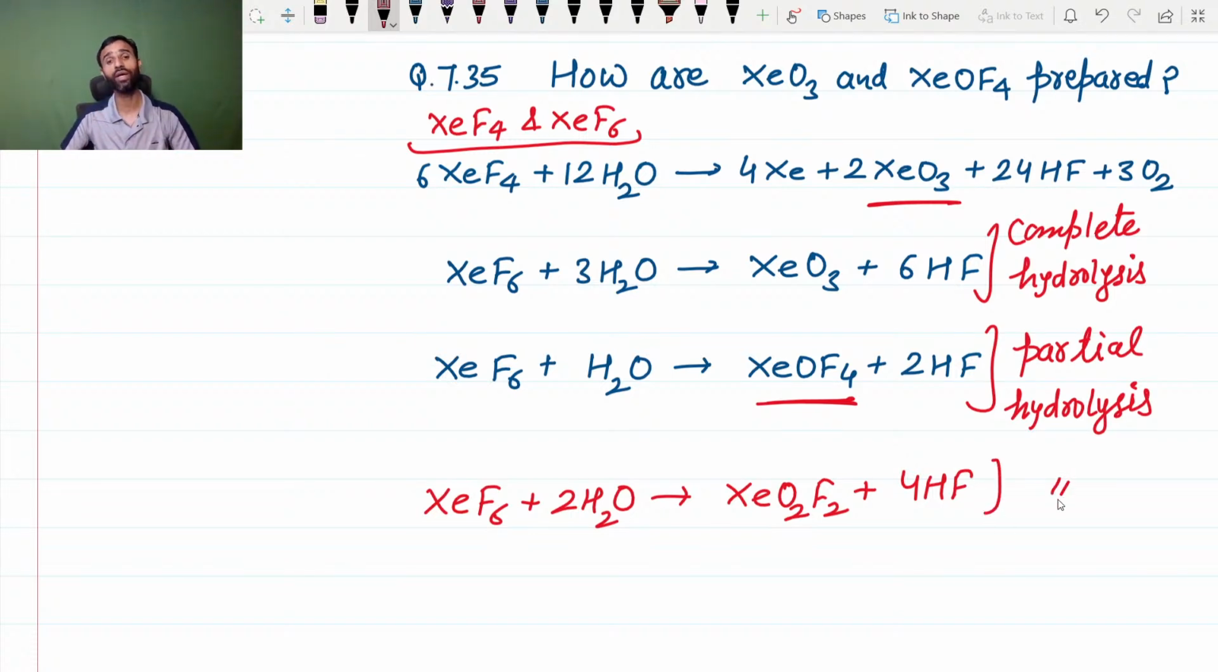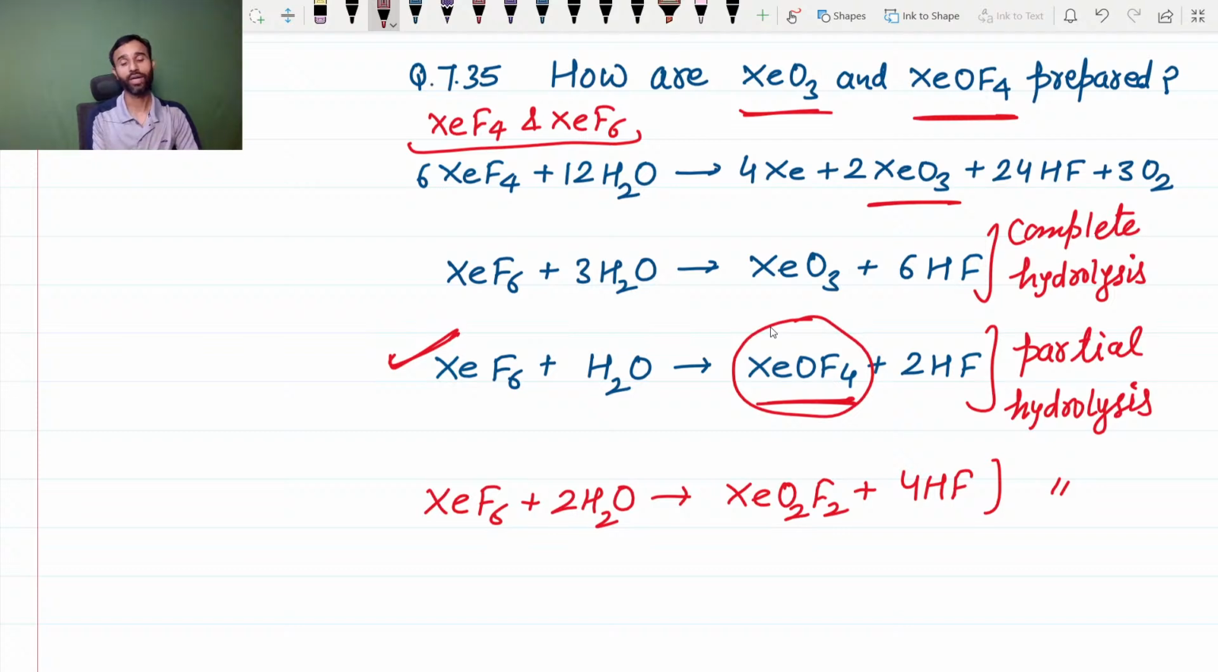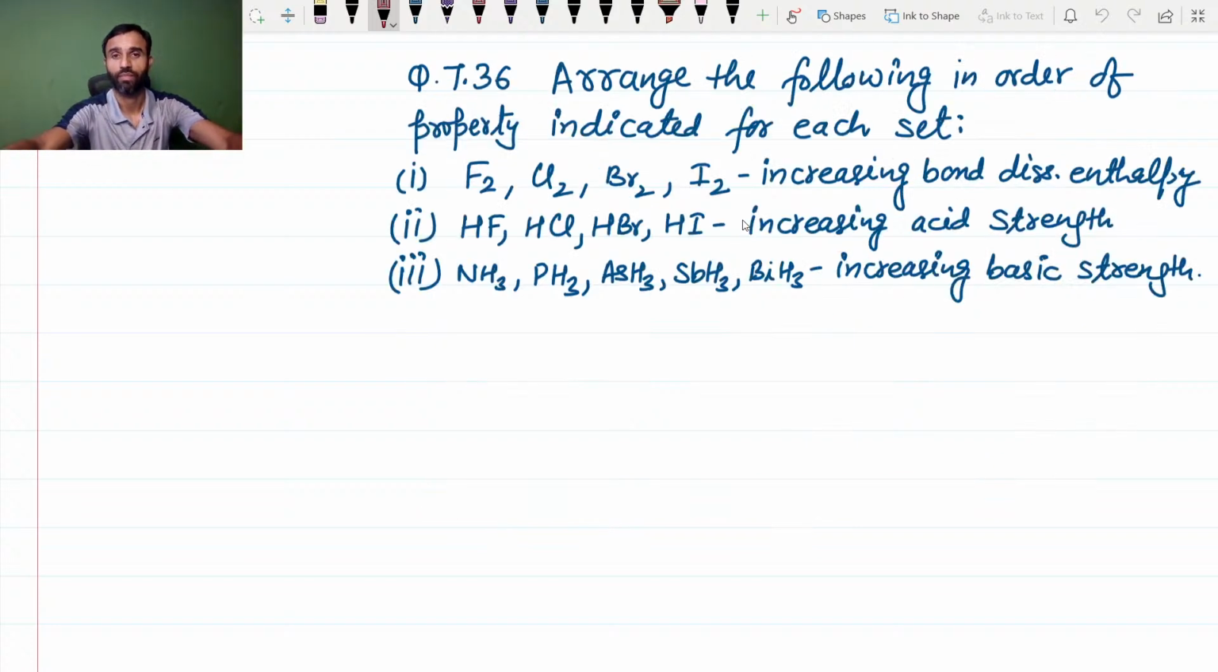But here the question is only for the preparation of XeO3 and XeOF4. So that means partial hydrolysis of XeF6 will give XeOF4 and complete hydrolysis of XeF6 will give XeO3. Right? Yes. Very conceptual question and very important as well. Maybe there may be a question from these orders this year. So just focus on the explanation.